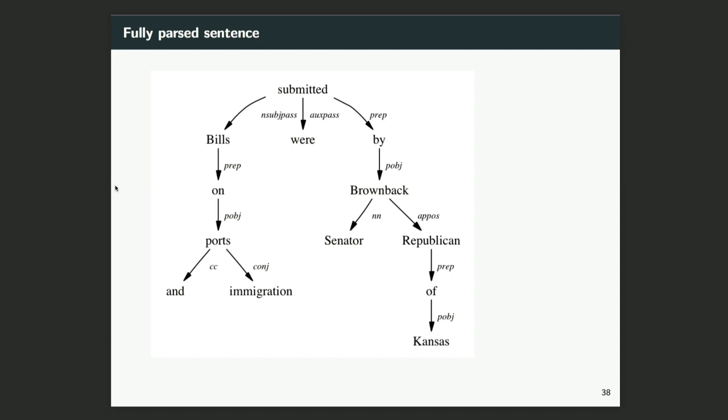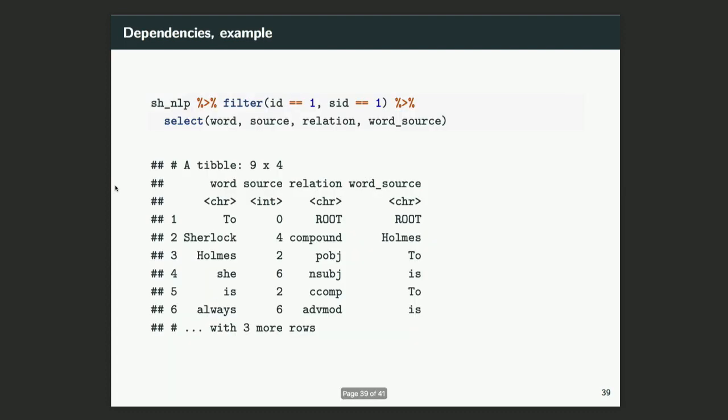So there's a dependency saying submitted is the main verb of the sentence. And then is another interesting one. Senator Brownback, NN, is saying this is a compound word. So we could have made the compound word piece that we showed before, where we tried to find proper nouns that occurred right after one another. We could do them even more exactly by finding this NN tag and linking words together by the NN dependency.